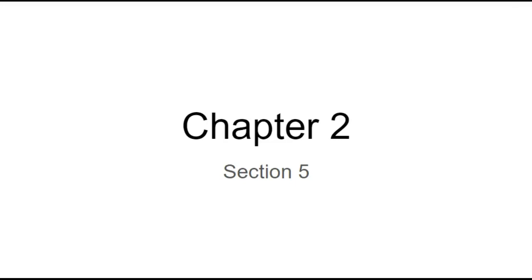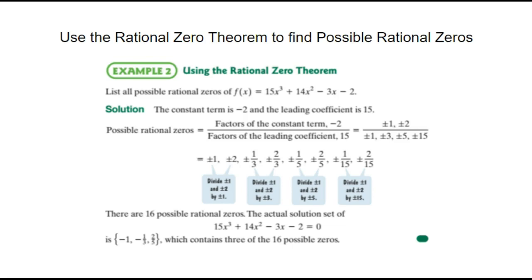All right, Chapter 2, Section 5. Here we go. There are 4 objectives. The first one, use the rational zero theorem to find possible rational zeros. It sounds complicated. It might even look complicated on this slide. I promise you it's really not that bad.